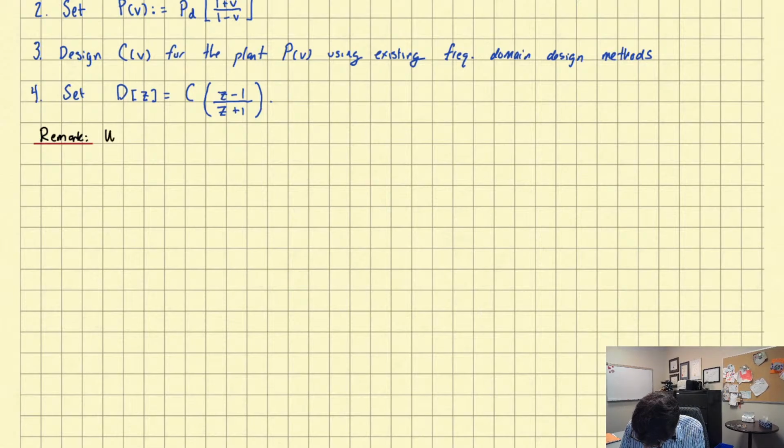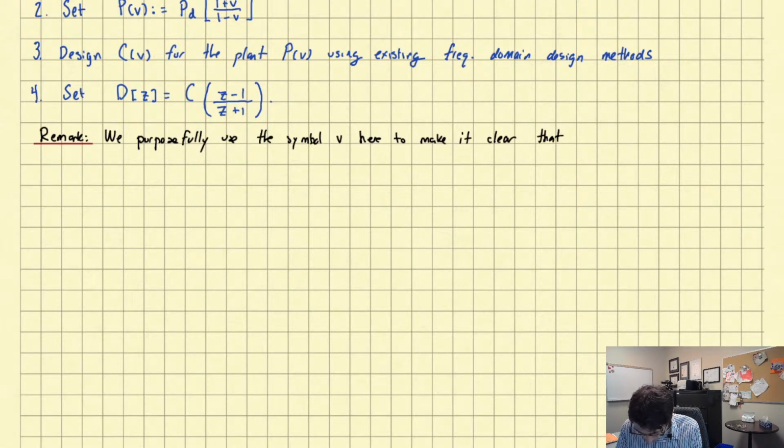We purposefully use the symbol v here to make it clear that we're not undiscretizing the plant in step 2.